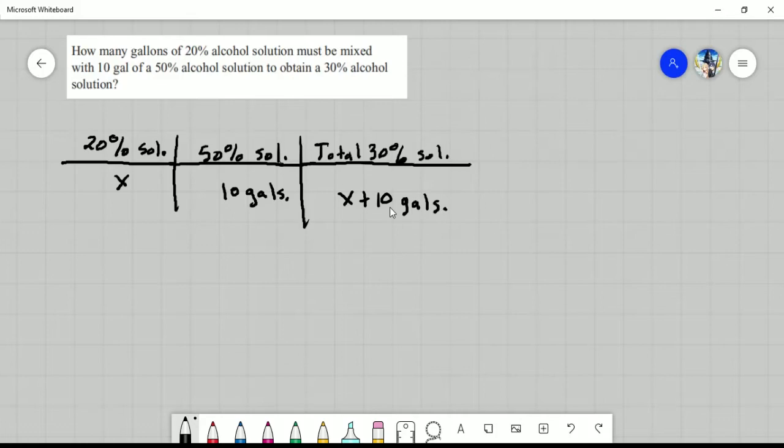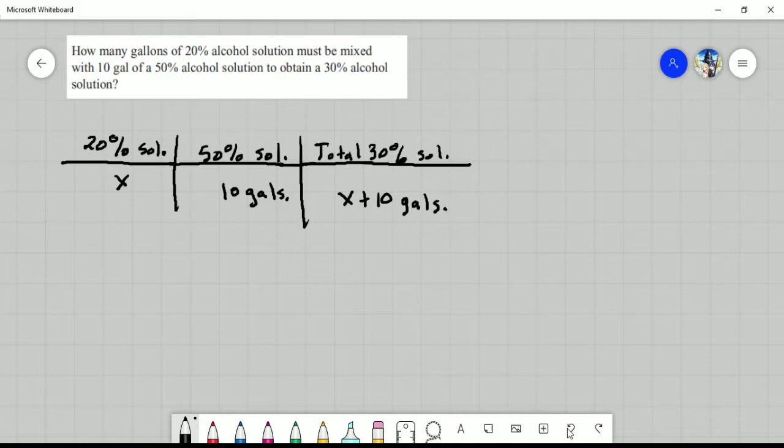So I have this here. So that's my first piece. So how would I use this to make my equation or whatever I would need? So again, I have my chart here. The 20% solution of however many gallons mixed or added with the 50% solution of 10 gallons will give me the 30% solution of the total amount of gallons between the previous two.